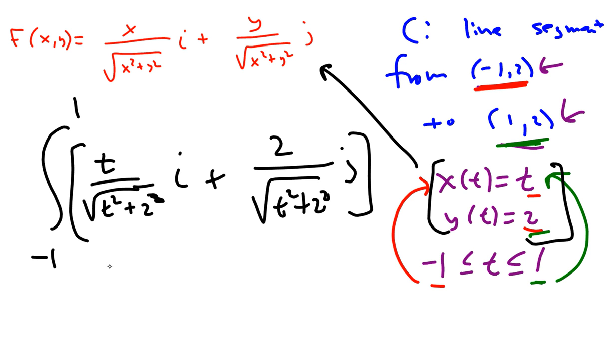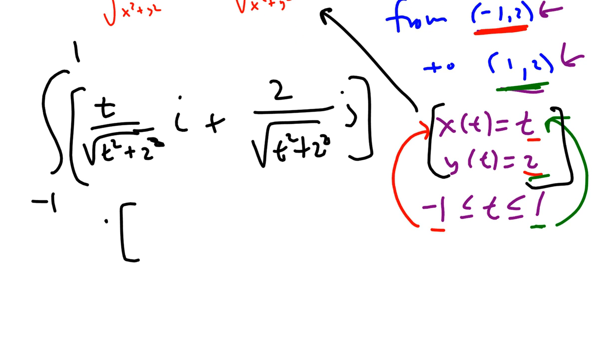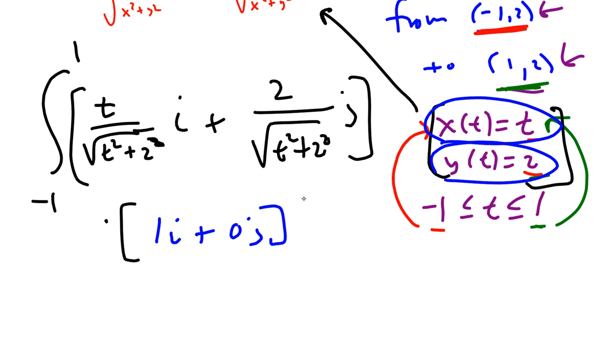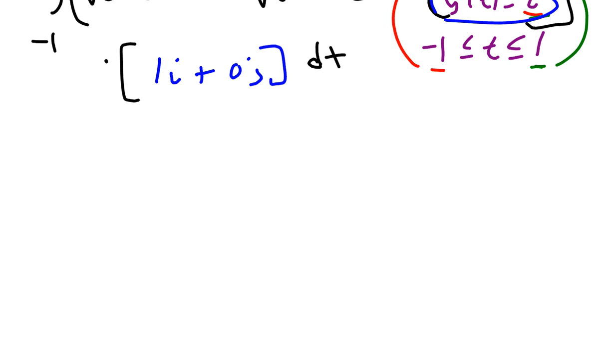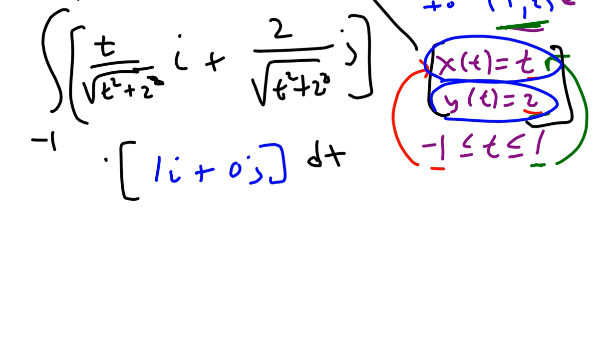And then this thing's going to get dotted with r prime of t. So that means we take the derivative of our parameterized function. The derivative of x of t is just 1. So I'm going to have 1 times i plus the derivative of y of t. Well, the derivative of 2 is just 0, so 0 times j. And then we have dt here. Okay, so we're ready to do our dot product, and it's actually going to be pretty nice because that 0 in the y component is going to cancel out and simplify things for us.